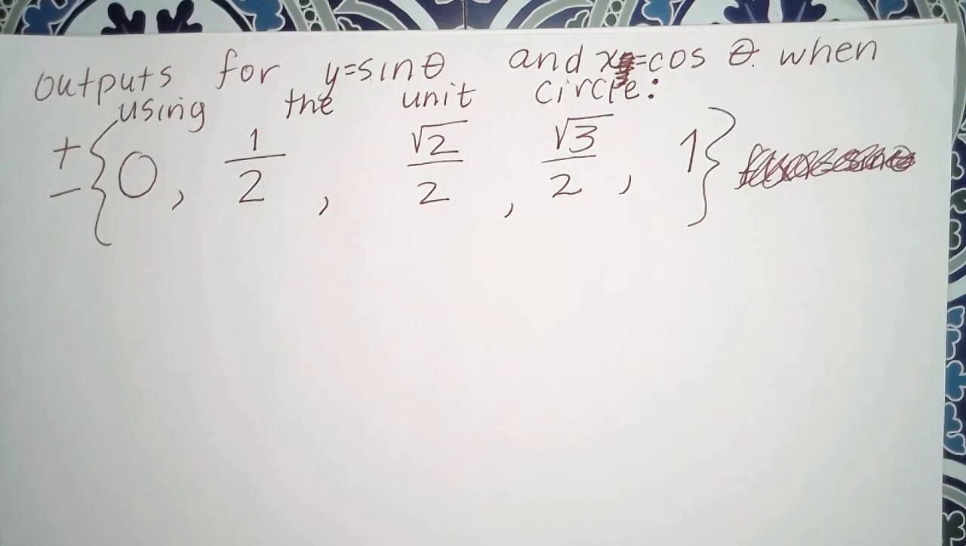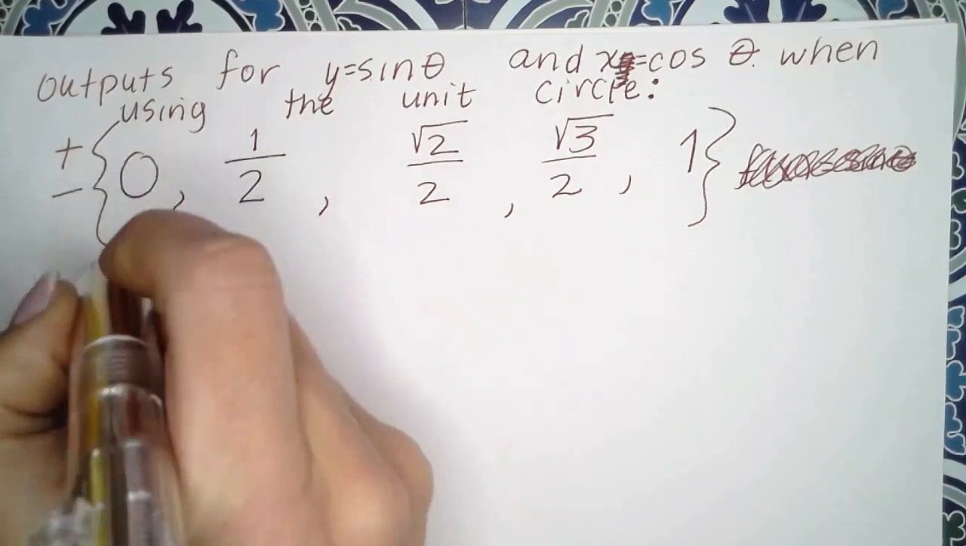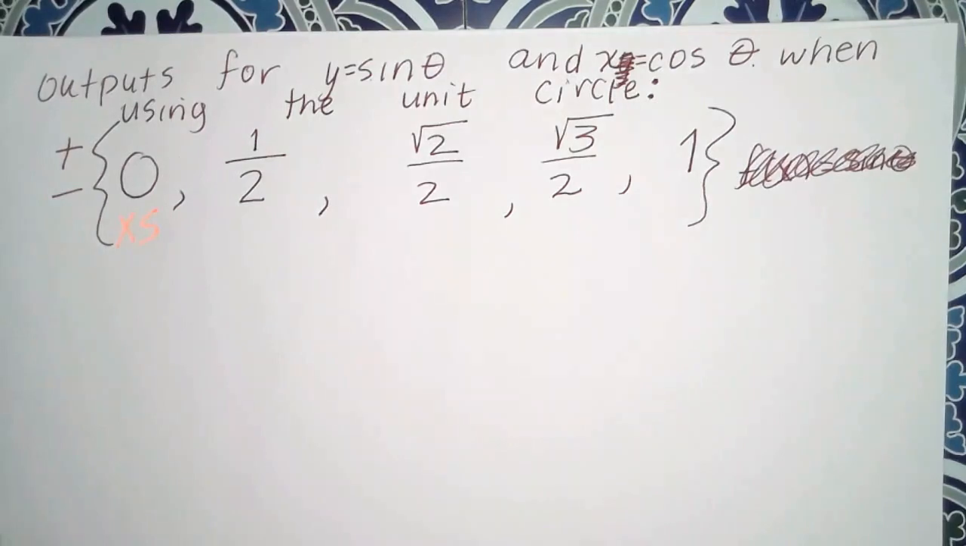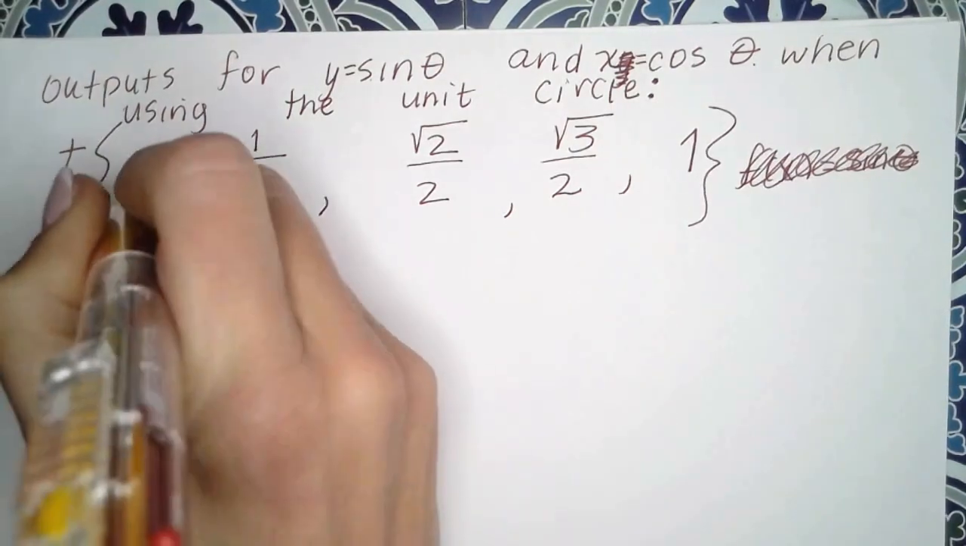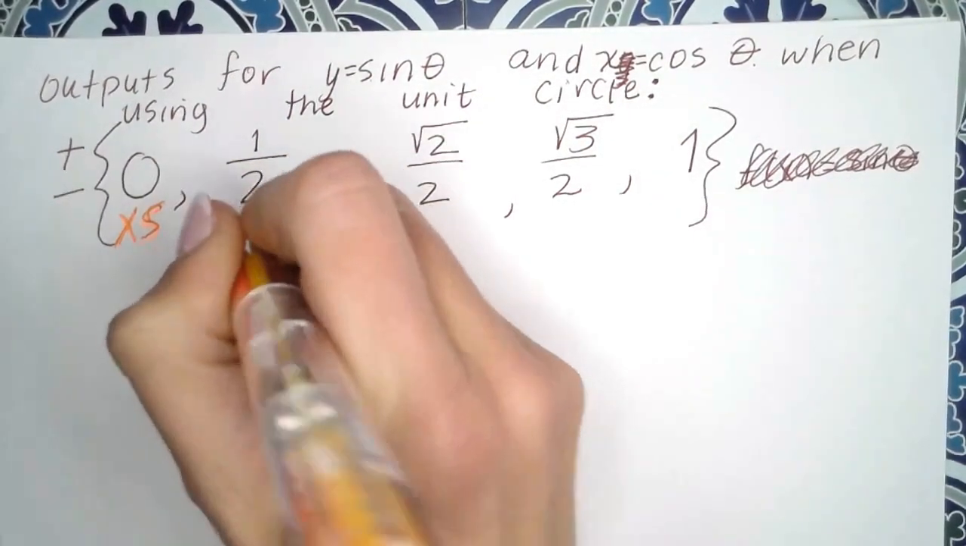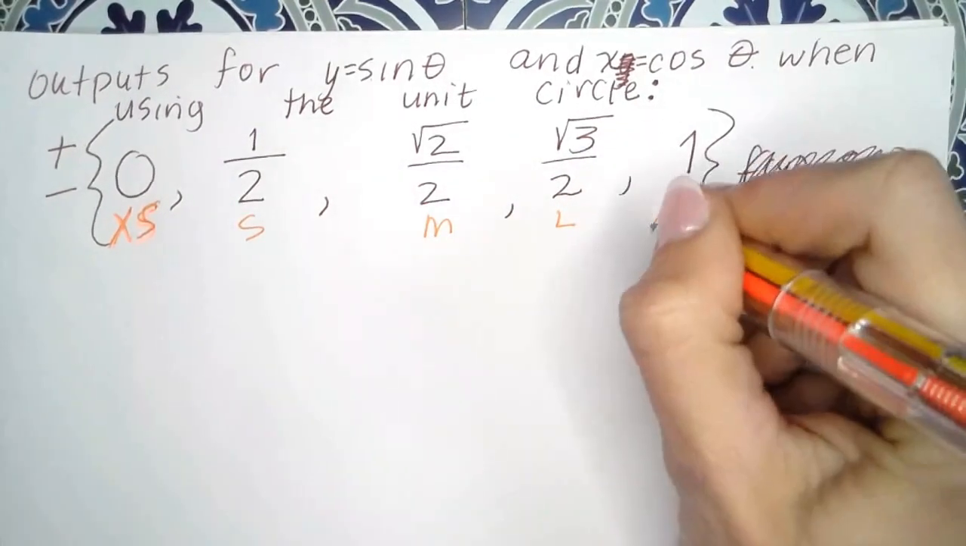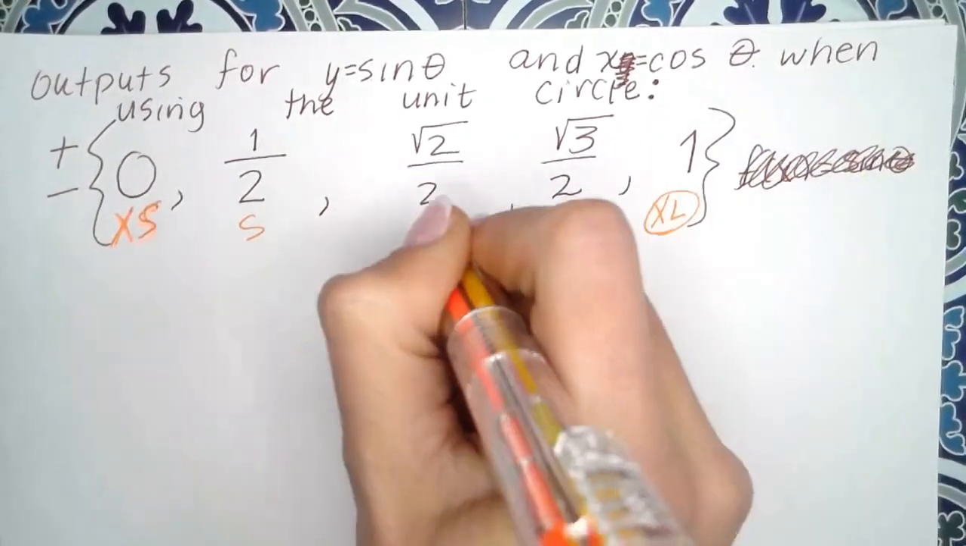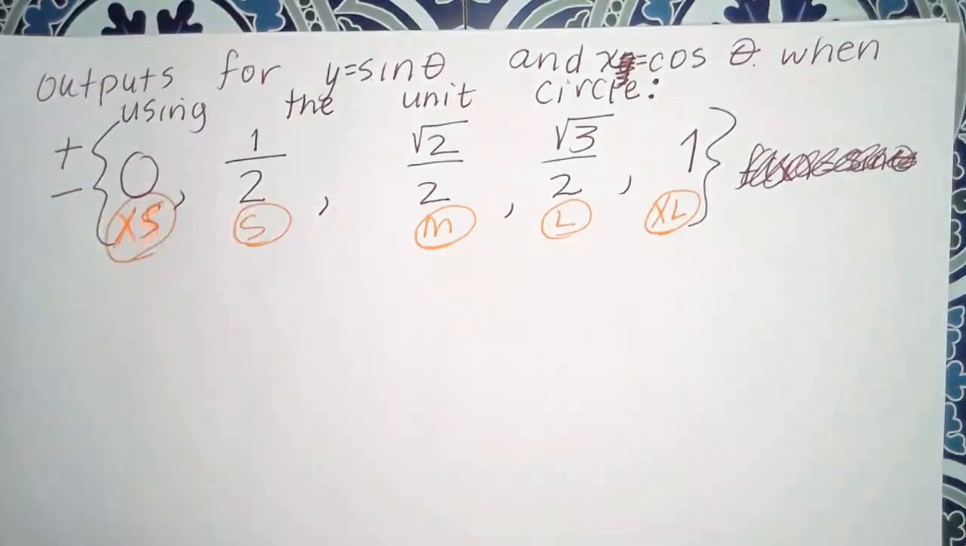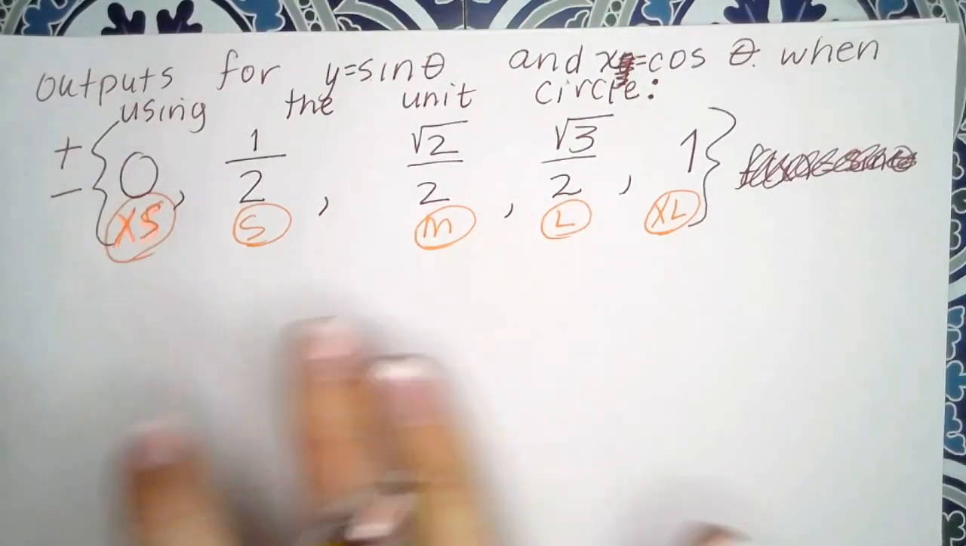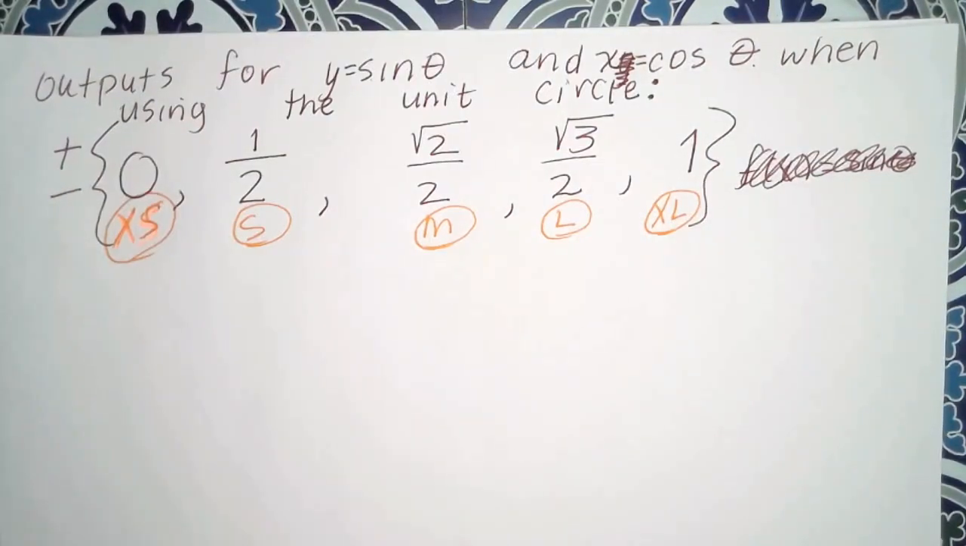Now, what else do we have? Whatever color you want, I don't know how bright this color is going to be. That's extra small. Yeah, that's a little too neon. Extra small, all right, small, medium, large, and extra large. So these are the sizes of these answers. Those are the sines and the cosines. Those are what are going to help us make everything else.